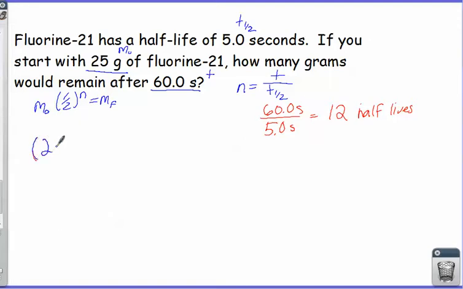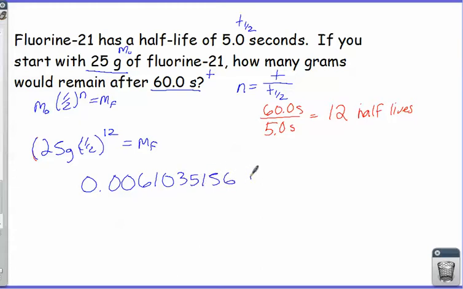We'll have 25 grams times 1/2 to the 12th power is equal to MF. So you want to be careful when you plug this into your calculator. You have to put the 1/2 in parentheses with the exponent of 12. You have to do that part first if you're splitting it up. You should end up with 0.0061035156 grams of our radioactive isotope remaining.